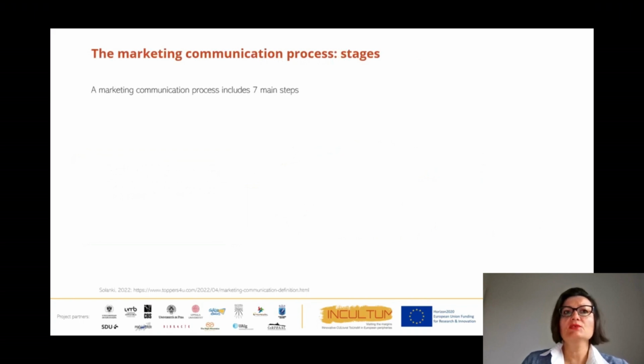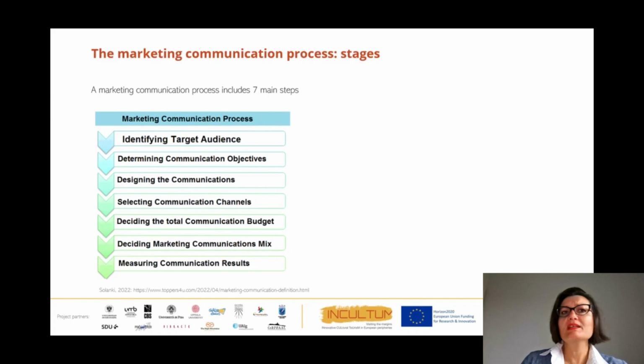Beyond the channels and tools that will be used to convey our marketing communication, there are some other aspects to be considered. The first is the logical sequence of decisions to make when planning a marketing communication process. We have 7 main steps, and each step implies one or more guiding questions. Step 1 is about identifying your target audience. In this case, you might ask yourself, who do I turn to?